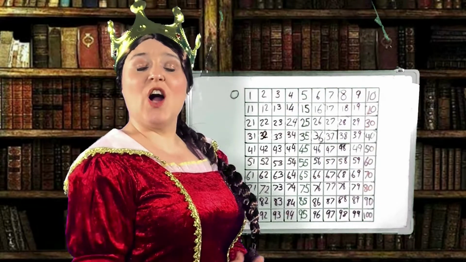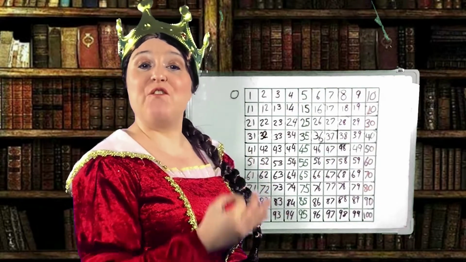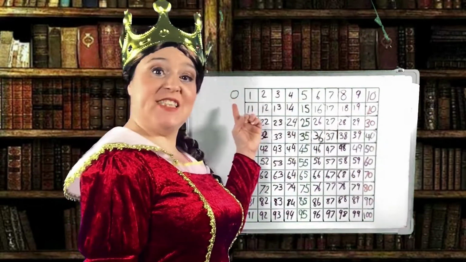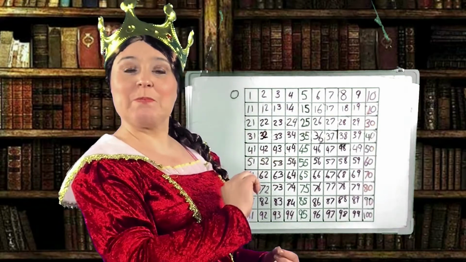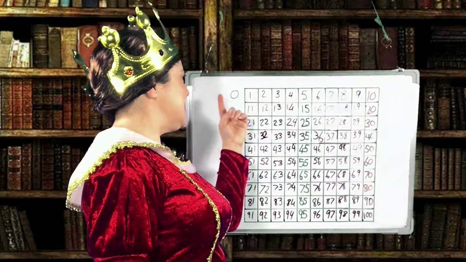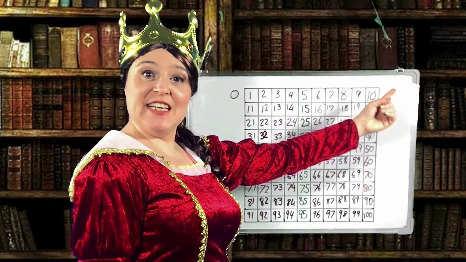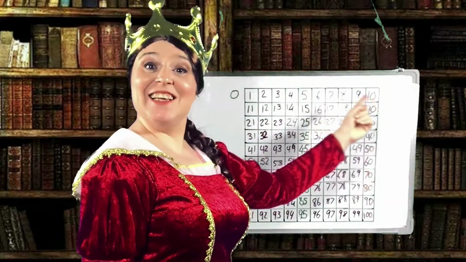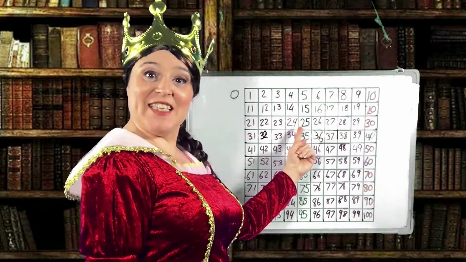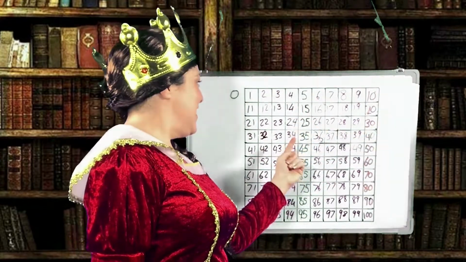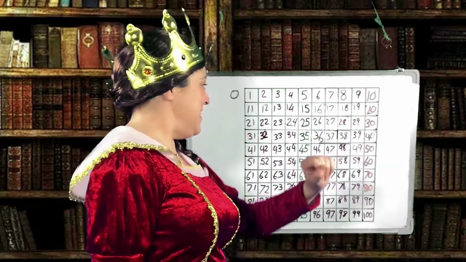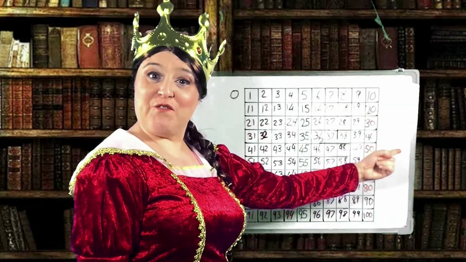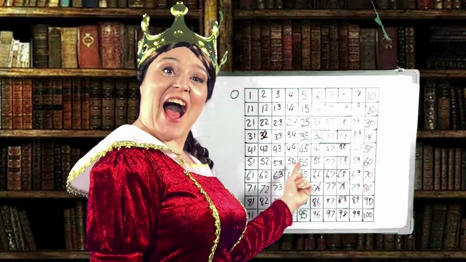Now, we are going to count in multiples of 5. Starting from 0, we are going to count in multiples of 5 until 60. Here we go. 0, 5, 10, 15, 20, 25, 30, 35, 40, 45, 50, 55, 60. Very good.